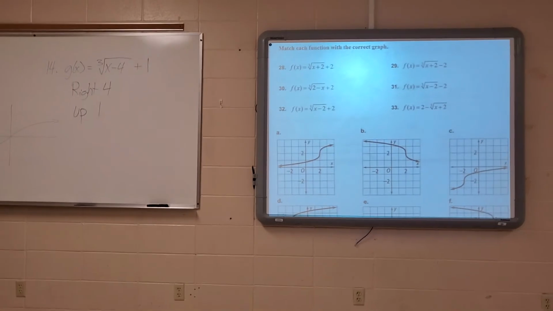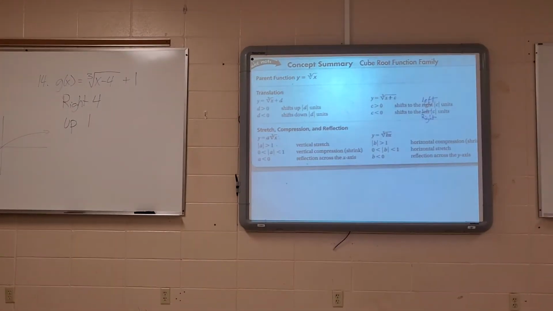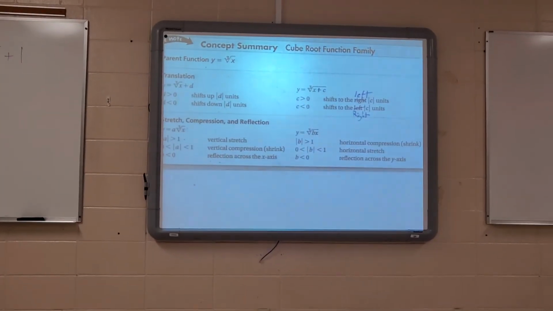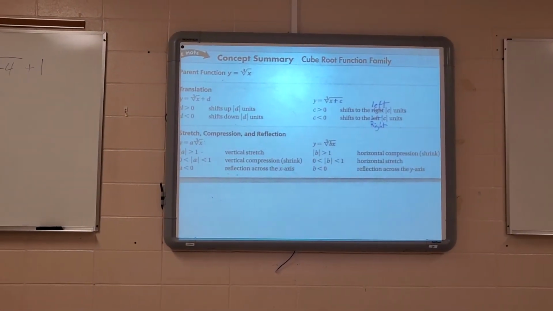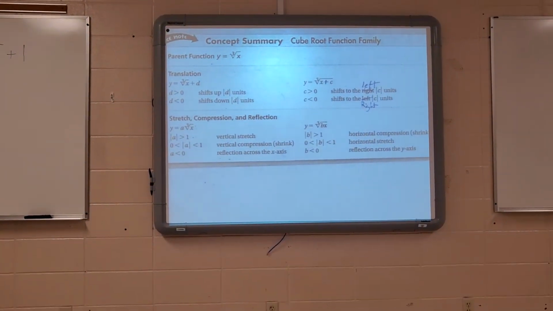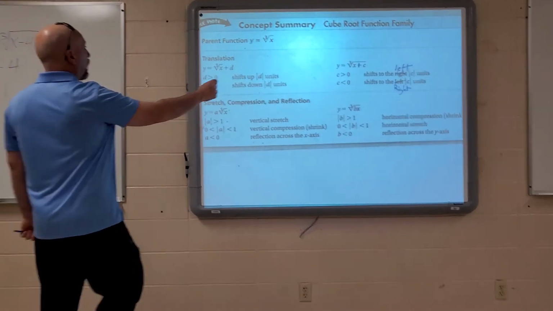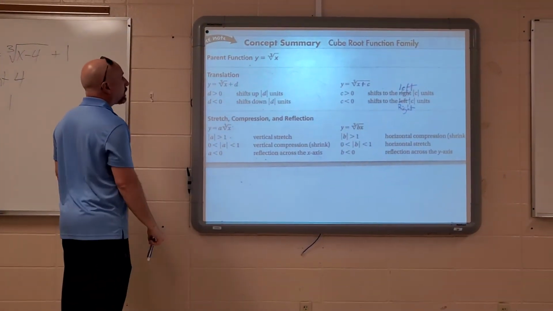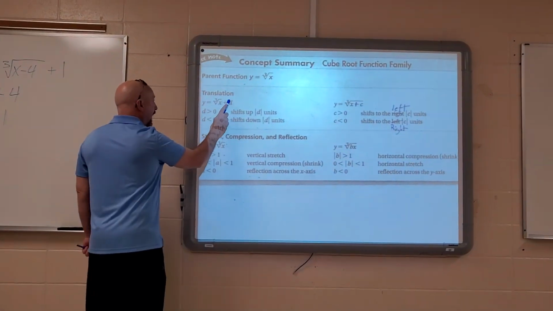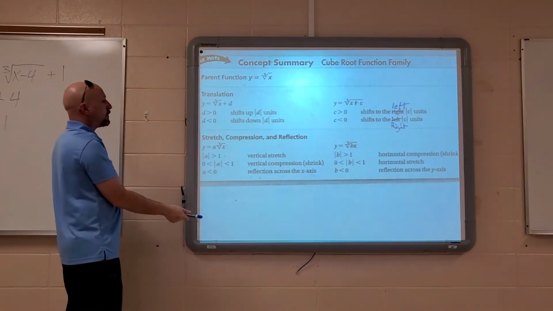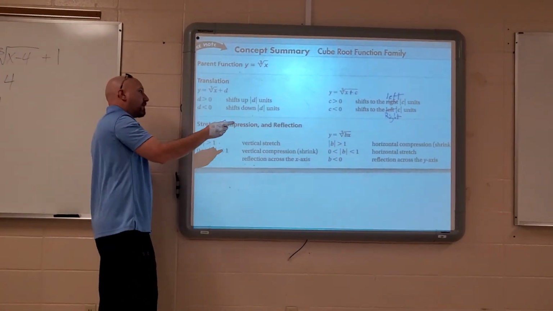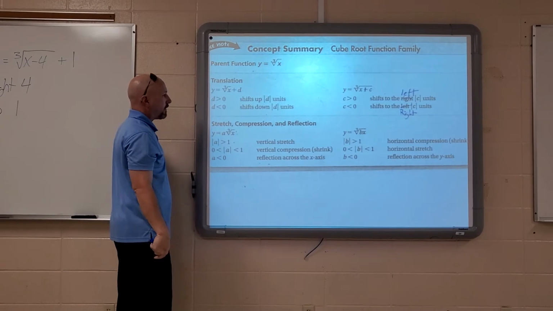There's nothing new here. I'm going to go over this real quick one more time, just so there's no confusion, but it's the same notes we've taken 20 times this year. Okay? So again, the parent function is cube root of x. If it adds something outside the function, that moves the graph up and down. If it's positive, it goes up. If it's negative, it goes down.